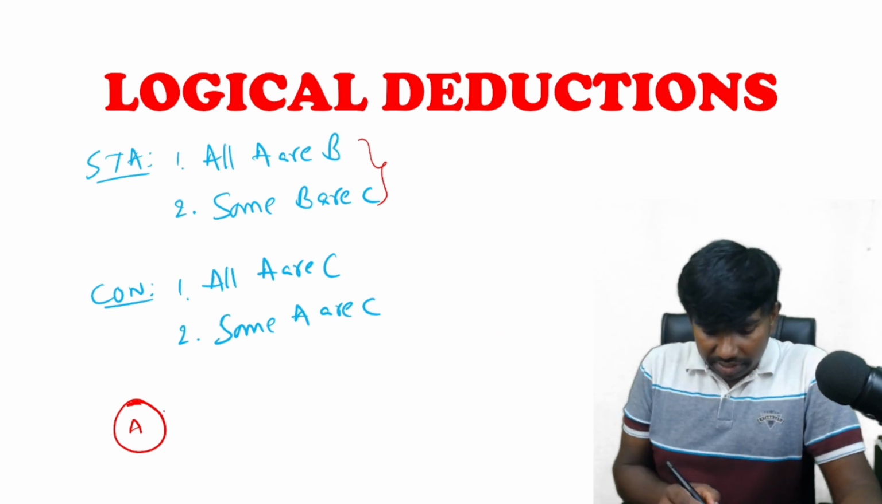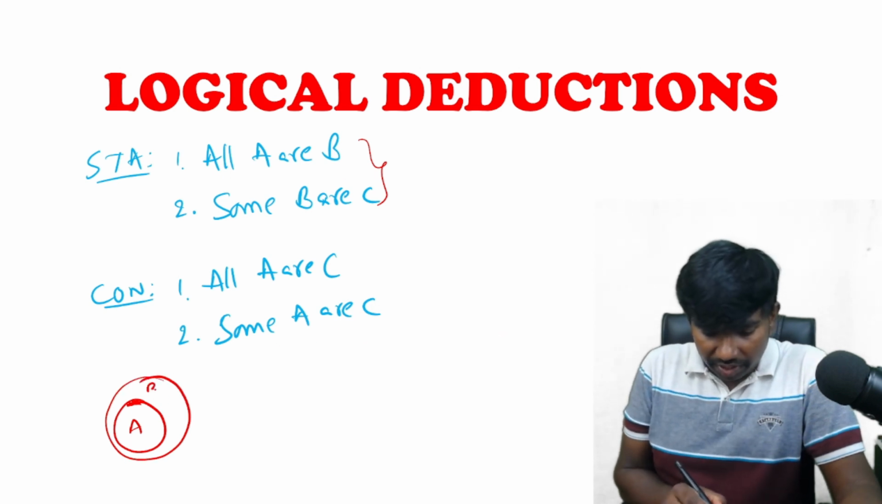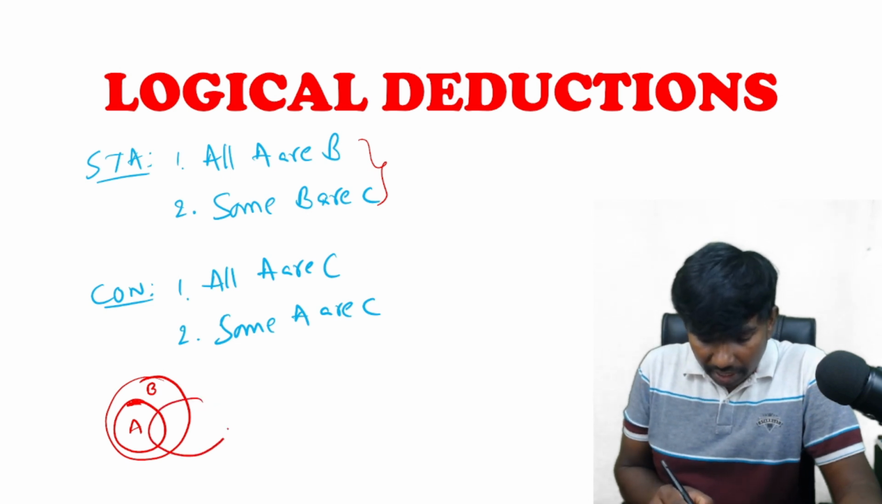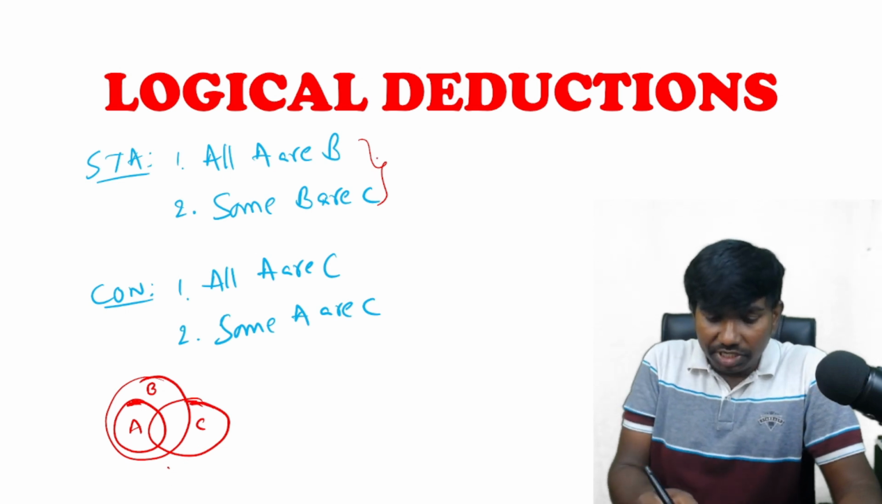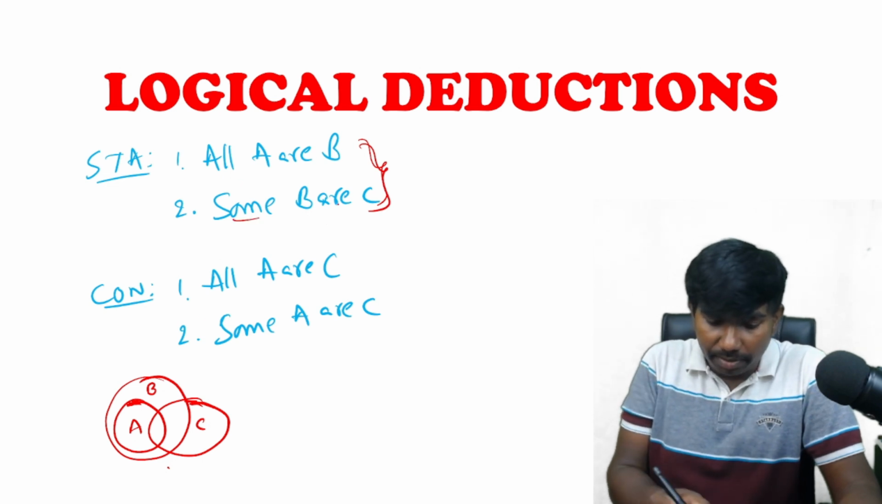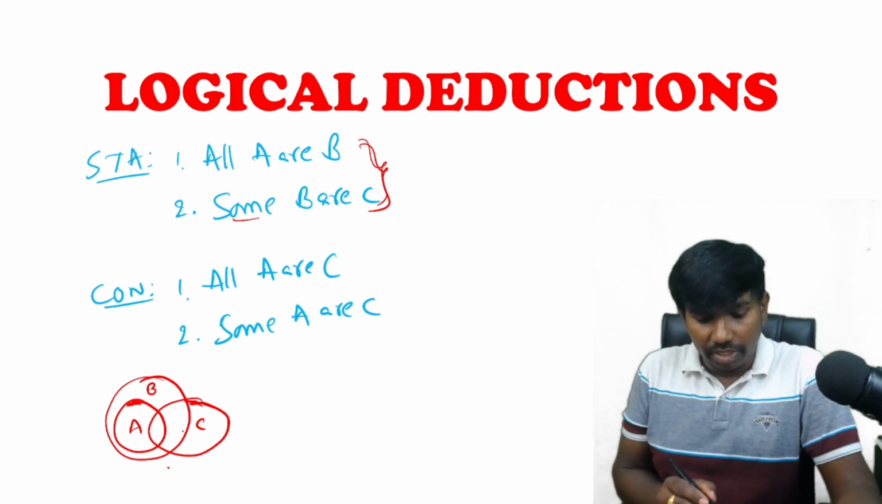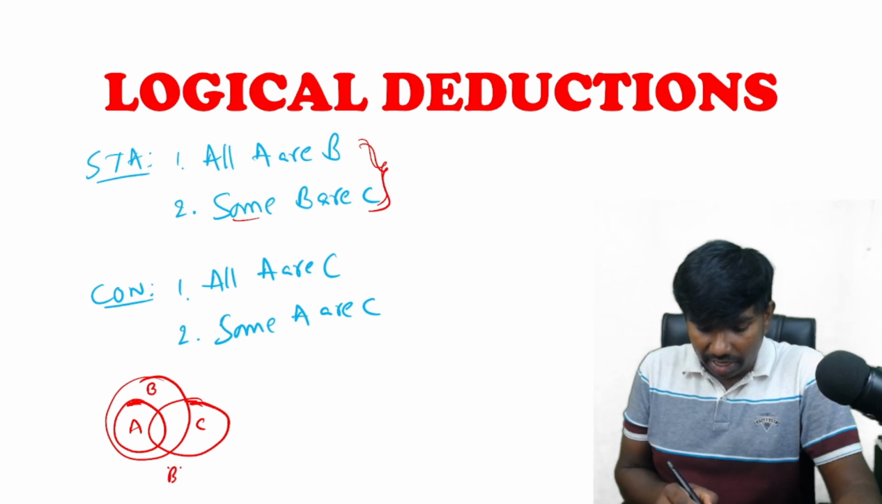So all A's are B's. This is the basic diagram we have. Next, some B are C. Can I draw it in this way? Yes, this is also a possible diagram. And even if you draw in this way, no statement is getting disturbed. All A are B, yes, that is true for this diagram. Some B are C, that is also true for this diagram. But this is not the basic diagram.